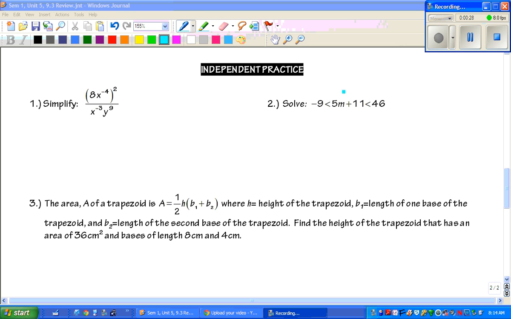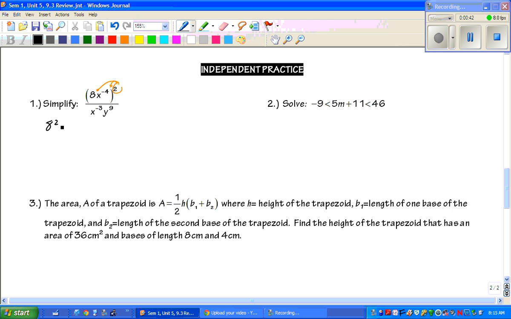Okay, so example number 1. Problem number 1. Simplify. So I'm going to take the exponent on the outside and distribute it to both of those. So we're going to get 8 squared, x to the negative 8. And then on the bottom, you have x to the negative 3, y to the 9. Okay?